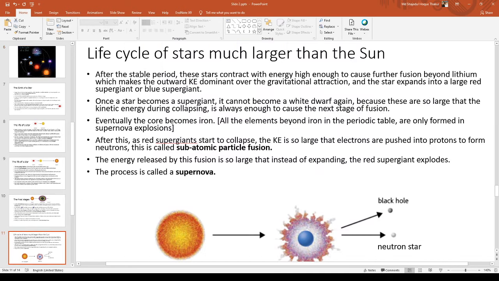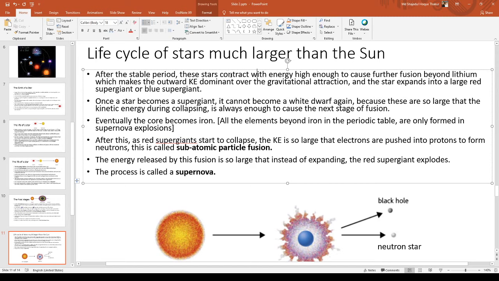Now, after the stable period, that is after the main sequence period, what happens in a normal star? In an average star, what happened? Remember? The hydrogen was running out, right? So these stars also contract, fine.